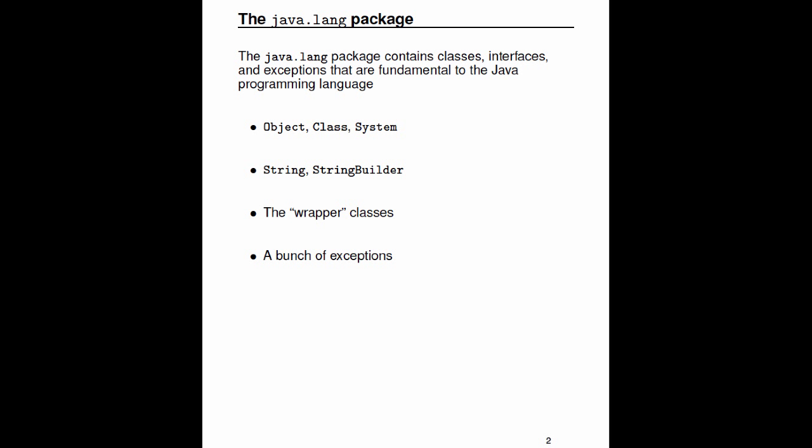Now, java.lang contains the classes, interfaces, and exceptions that are fundamental to the Java programming language. We've seen some of these already. Classes like Object, right? Everything is an object. The Class class, which we'll dive into in more detail in a later discussion. And the System class, right? You've seen this in System.out.println, for instance, and System.exit. String and StringBuilder. There are a bunch of classes called the wrapper classes, and then exceptions. And we're going to dive more into exceptions, what they are, the different kinds of exceptions, and how you end up with a class hierarchy of exceptions.